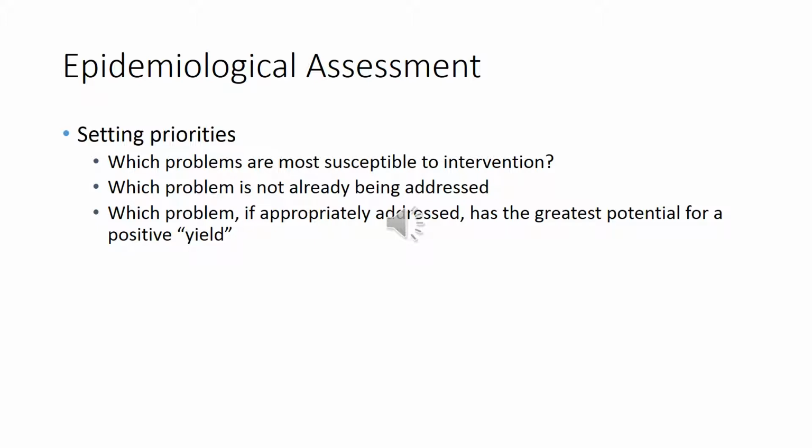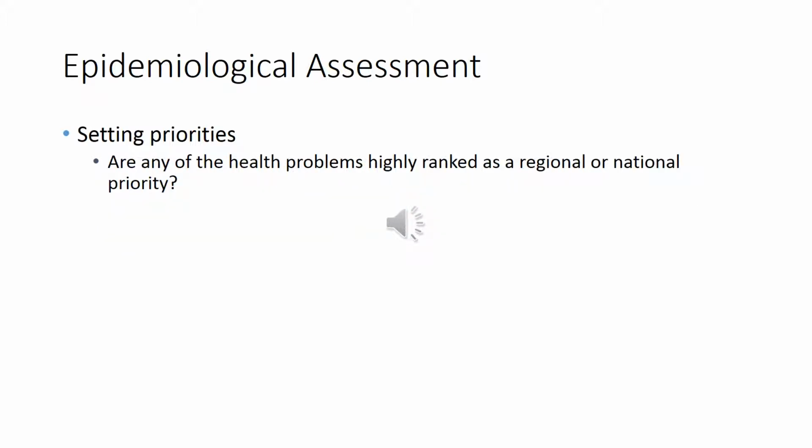And one more thing we probably would look at is, are any of the health problems highly ranked as a regional or national priority? And if you're interested in what those regional or national priorities are, you can go to Healthy People 2020 online and you can see the list of priorities that have been set for the nation.